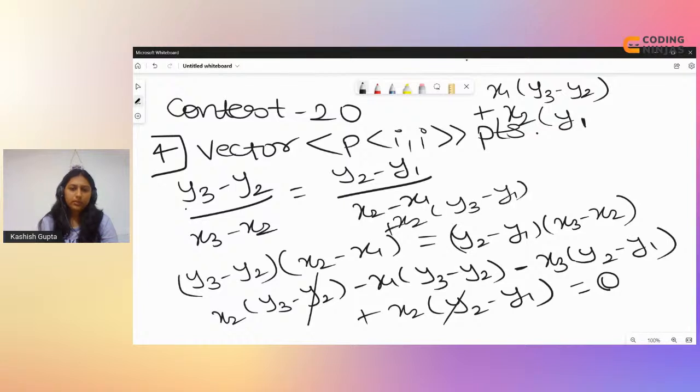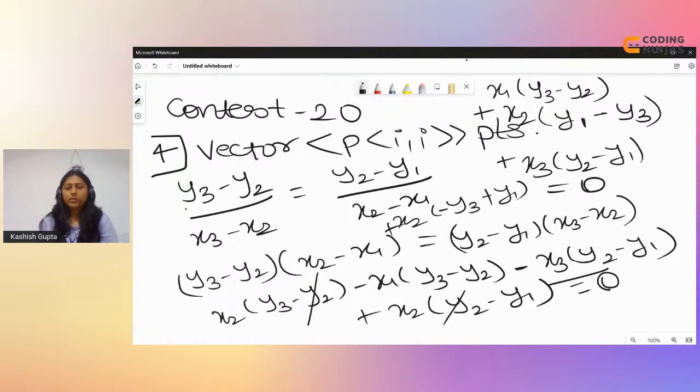And this will be positive. We have shifted it to the other side, so this becomes negative, positive. So y1 minus y3 plus this part x3 y2 minus y1. This has to be equal to 0. And if this holds 0, then we can return true, that yes, these points are collinear. So let's try coding this approach.